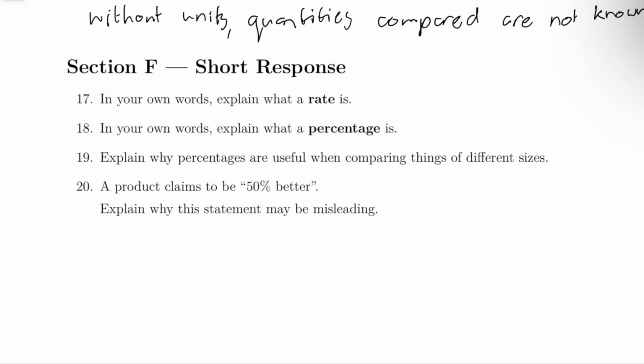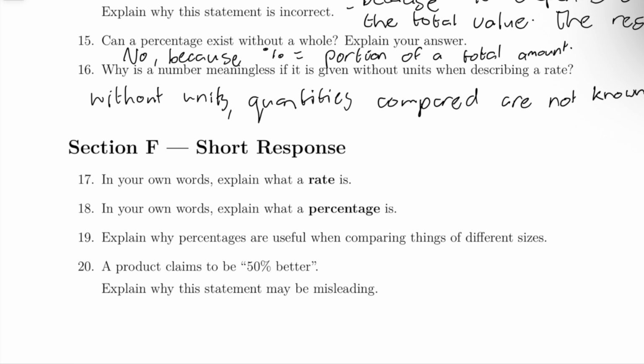Okay, section F, the last section. In your own words, explain what a rate is. We've done this before. Rate is basically comparing two quantities. You can say it needs to be two different quantities.